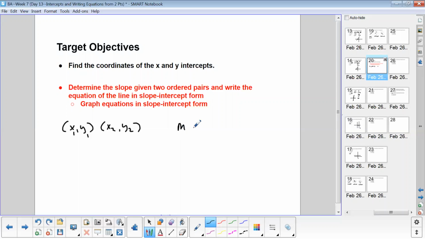So we're actually going to use the slope formula, m equals y sub 2 minus y sub 1 divided by x sub 2 minus x sub 1. Once we find that slope, we're going to choose one of the two ordered pairs, just one of them. Then we will substitute into y equals mx plus b and solve for the intercept.